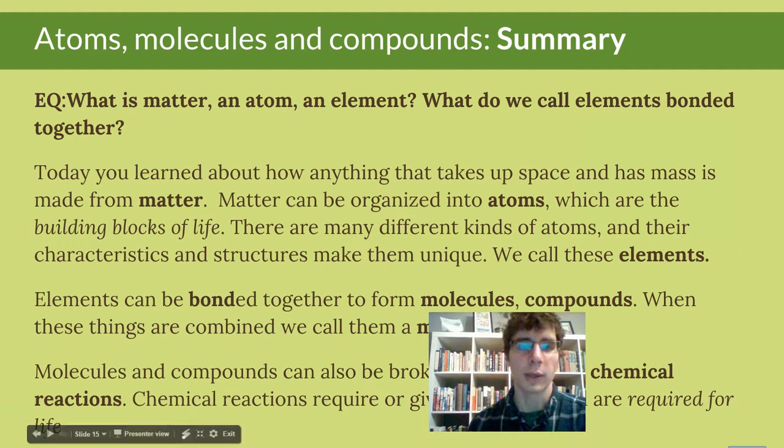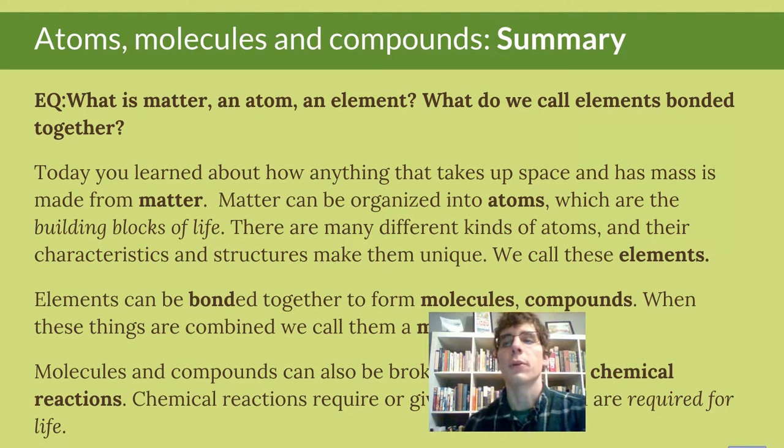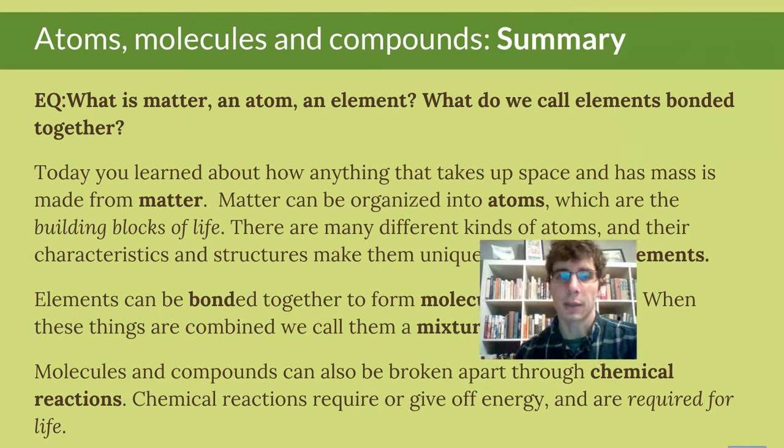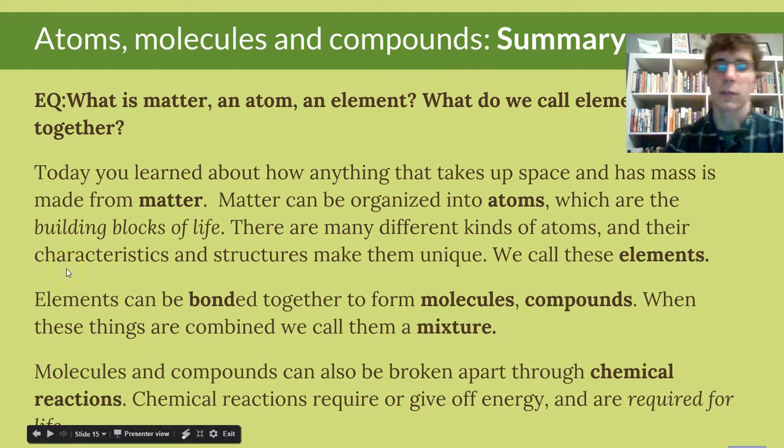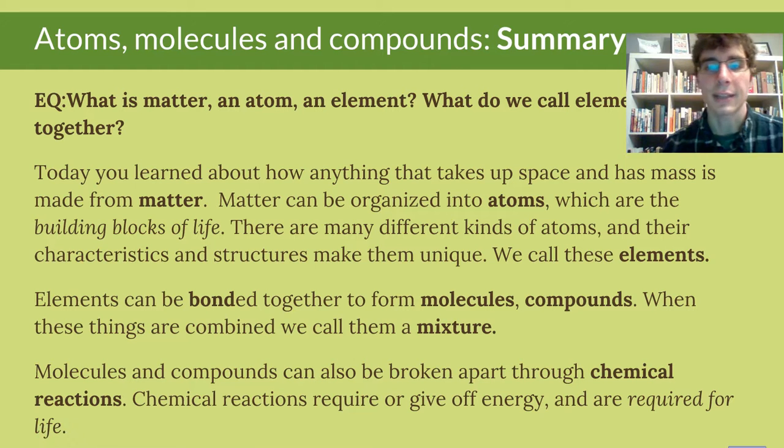Okay, so let's take one last little look here at our essential question. It said, what is matter? What is an atom and an element? And what do we call the elements that get bonded together? What are the different terms we have? So today's lesson was all about vocab. We learned about how anything that takes up space and has mass is matter. We've had that definition from last quarter, but it's a reminder. And matter can be organized into atoms, which are the building blocks of life. There are many different kinds of atoms, and their characteristics and structures make them unique. We call those elements. In the whole periodic table, there's 118 different elements out there.